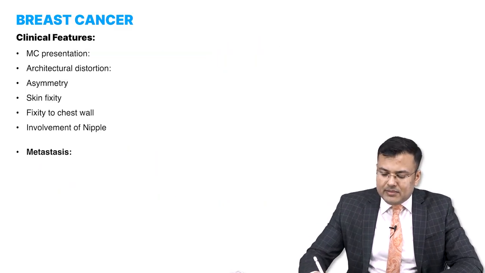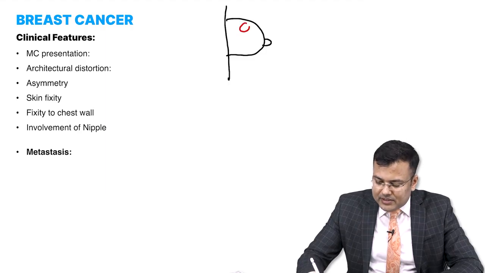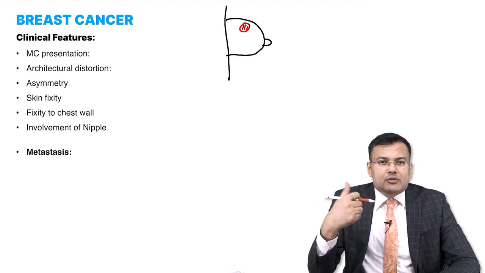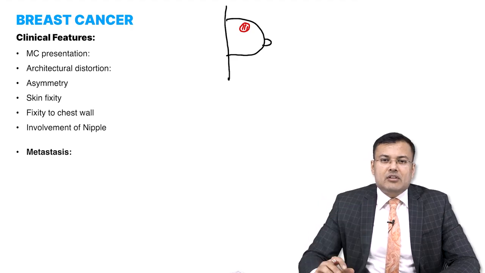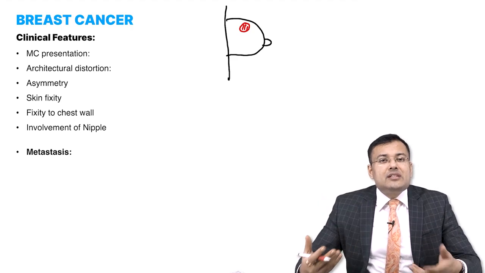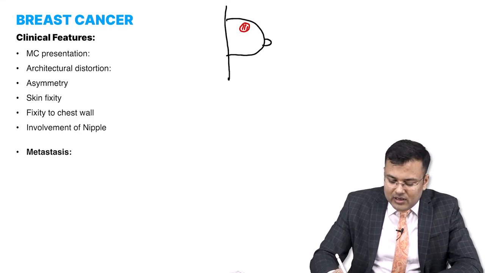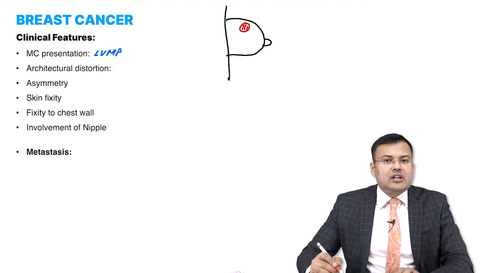Now see the problem. What is the presentation? Suppose this is the patient. Patient develops a lump. Initially there is a lump in the breast. And if the patient is educated, the moment she notices the lump, she comes to us. But what happens if the patient is in a rural area, not very educated, and just ignores the lump? So first, what is the most common presentation overall? It's the lump.